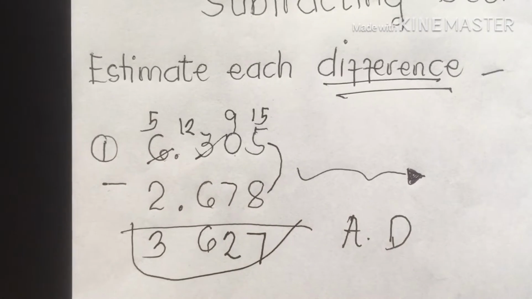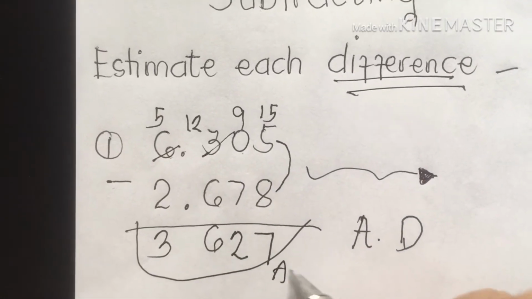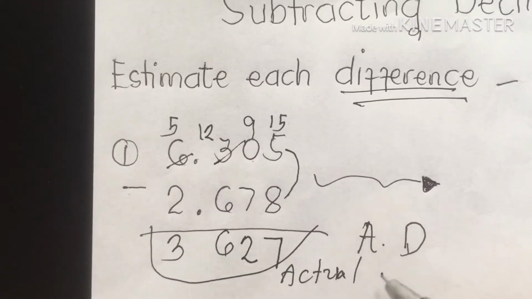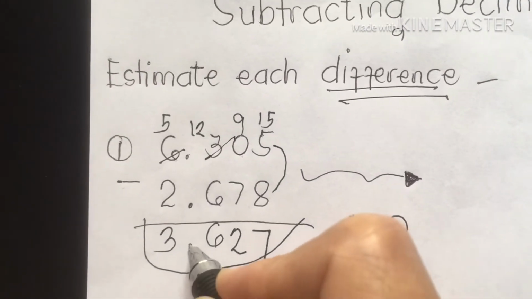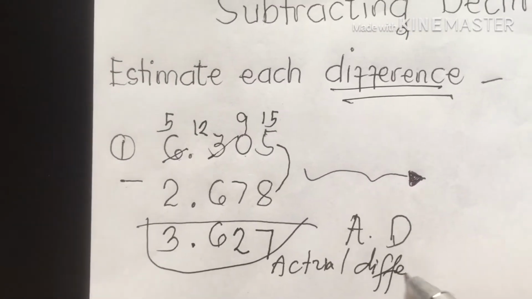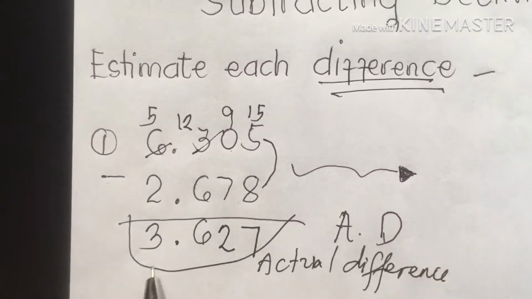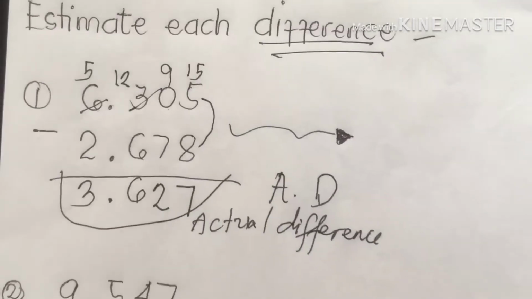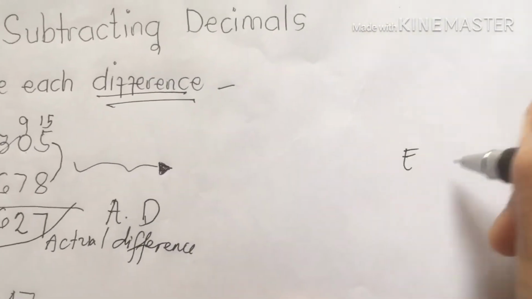Therefore, my dear students, our actual difference. With the decimal, don't forget to put it. Our actual difference now is 3.627. Let's proceed to our estimated difference.